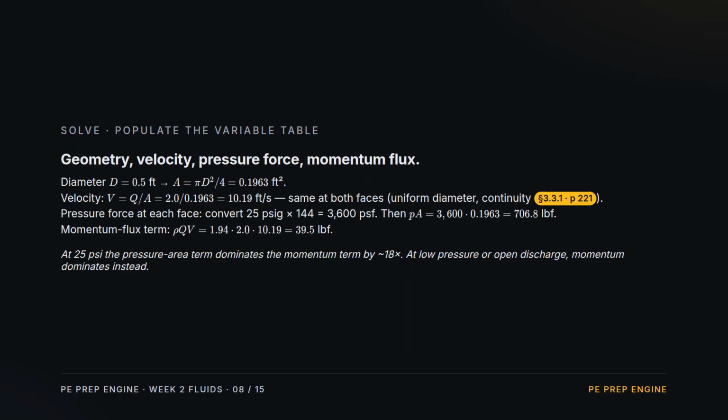Populate the table. From the diameter, the area, velocity is Q over A, about 10.2, same at both faces. For the pressure force, convert 25 psi to pounds per square foot, times 144. Then multiply by area, about 707 pounds force per face. The momentum flux term ρQV is about 40. Notice the pressure area term dominates the momentum term by roughly 18 to 1 at this pressure.